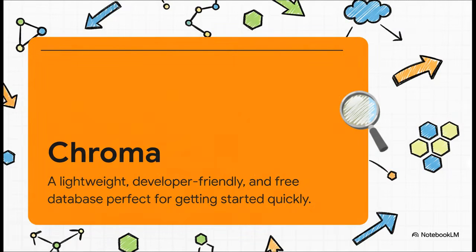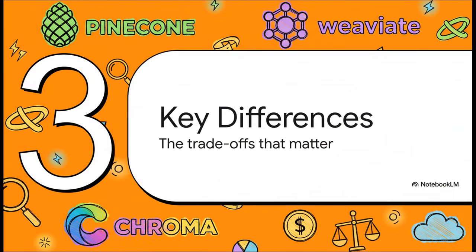And last but not least, we have Chroma, the friendly starter. It's free, it's open source, and it is so incredibly easy to get going with. Seriously, if you want to get a vector database up and running in just a few minutes, Chroma is your best friend.